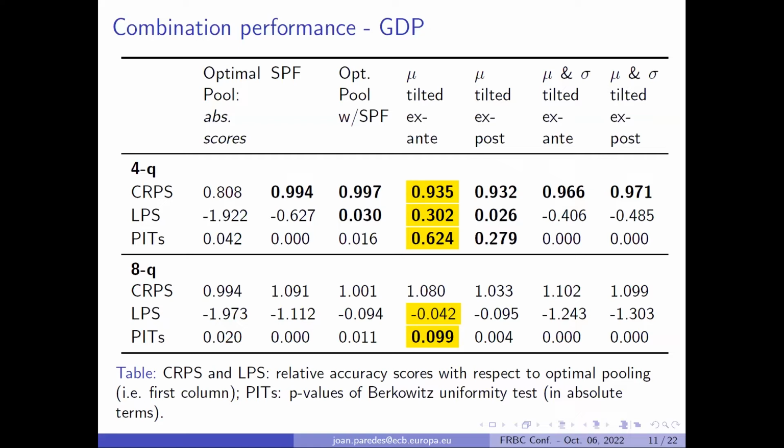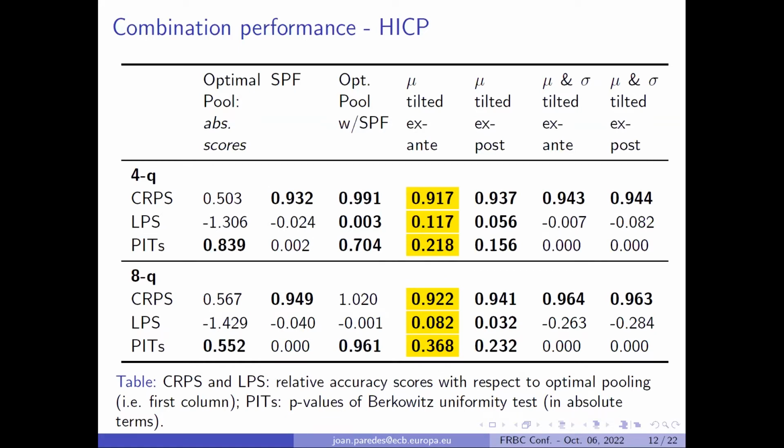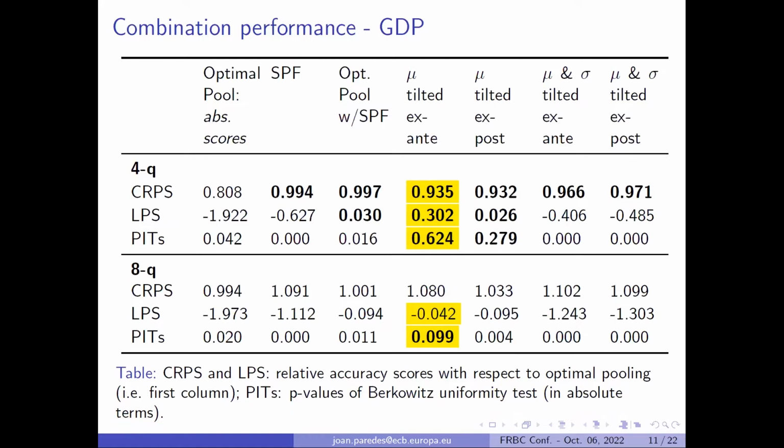And you can see this in the third column, where now you have values below one, or positive in terms of the LPS. You can see this a little bit more in terms of the HICP, where the HICP forecasts from the SPF are really good. Then, if you go back to this table, the last four columns are about what I mentioned before. The first two are tilted only to the mean, and you can do it ex ante or ex post, and then the mean and the variance, ex ante or ex post.